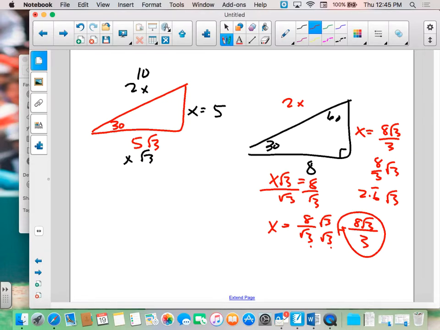So then if you double this side, you would take 2 times 8 root 3 over 3. Remember, that's 2 over 1, so you're going to get 16 root 3 over 3. Or you could double this, and it would be 5.3 repeating root 3. Or you can put the 16 off to the side.